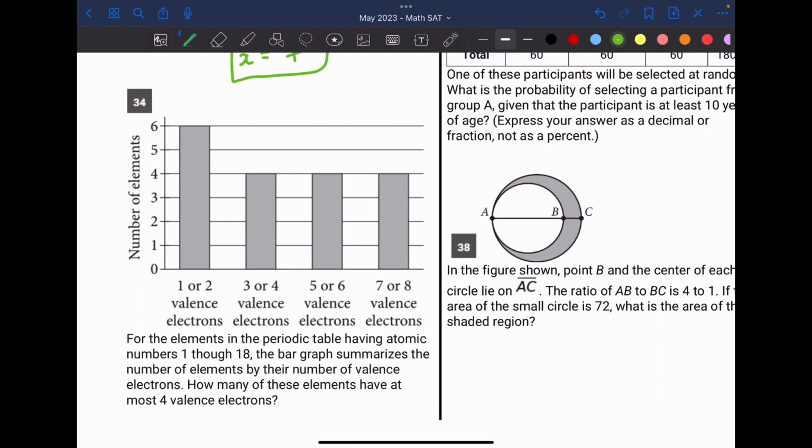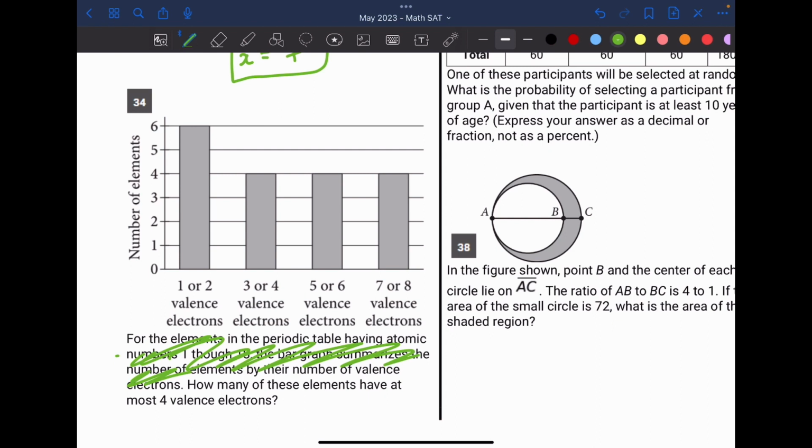Question 34. For the elements in the periodic table having atomic numbers 1 through 18, the bar graph summarizes the number of elements by the number of valence electrons that they have. Once again, this is all garbage, really. We don't really care. It's just there for the question. We don't care about it that much.